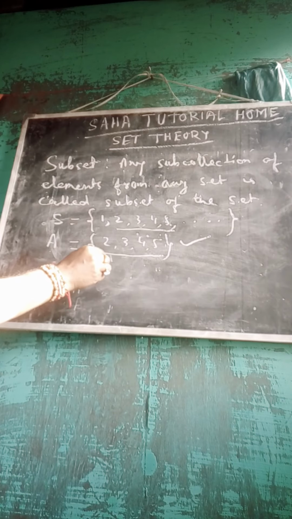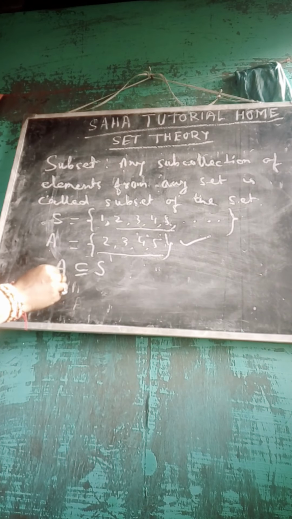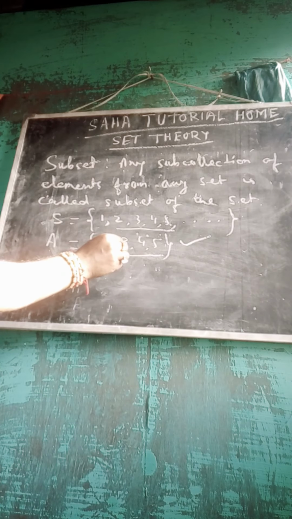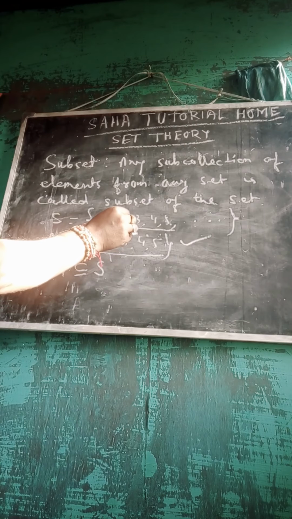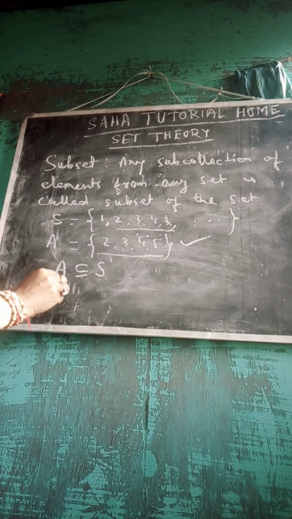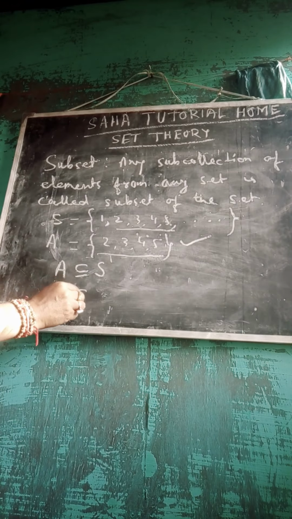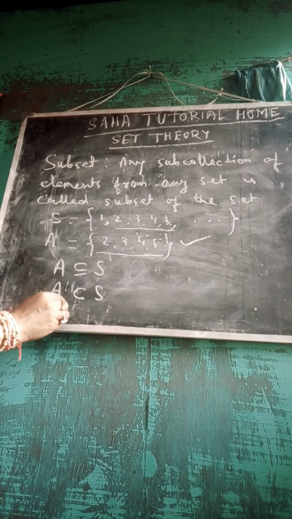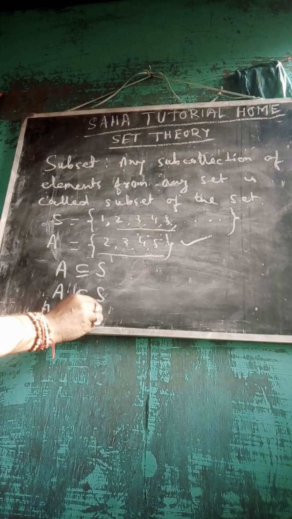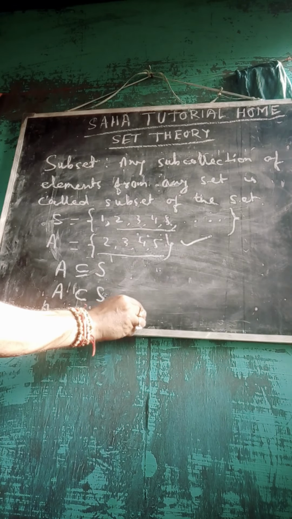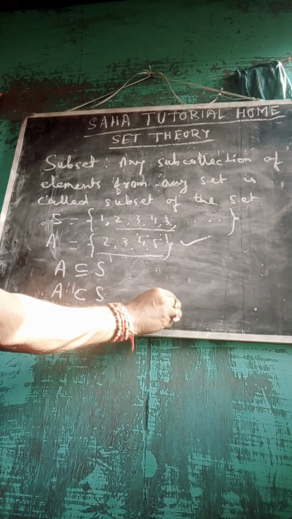This means that A is a subset of S, but here the number of elements in A is much less than in the set S. So we define it in this way. This is called a proper subset. Here A is a proper subset of S. In no way is A equal to S.